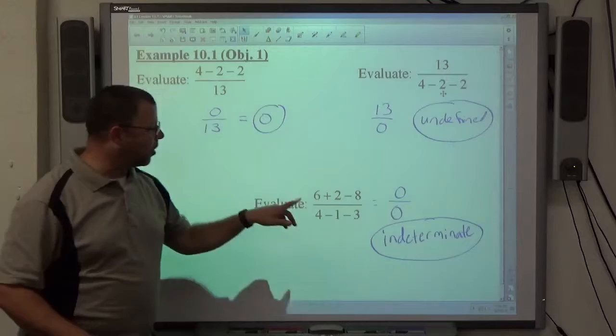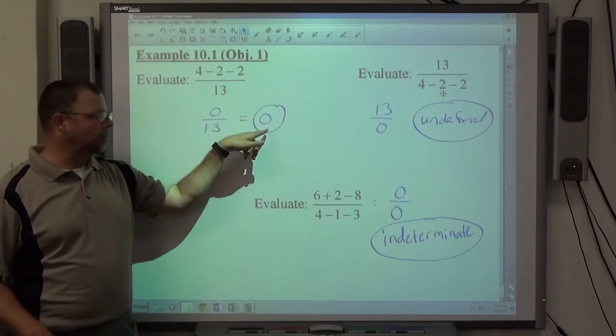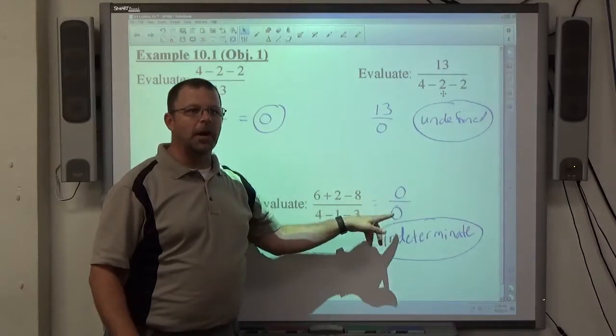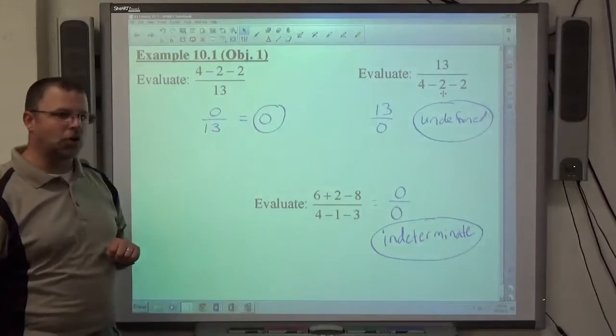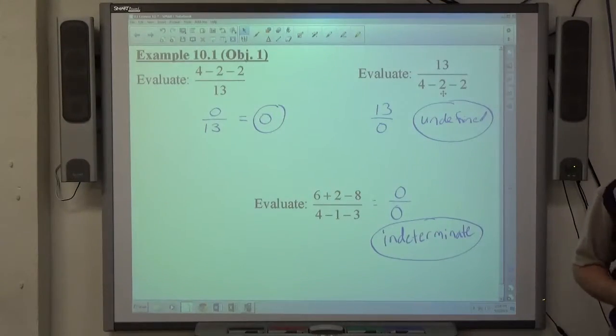But again, just know that the words I'm looking for, 0 on top divided by any other number equals 0. Any number divided by 0 is undefined. 0 divided by itself is indeterminate. Those are the words I'm looking for, the ones that don't have a numerical answer.